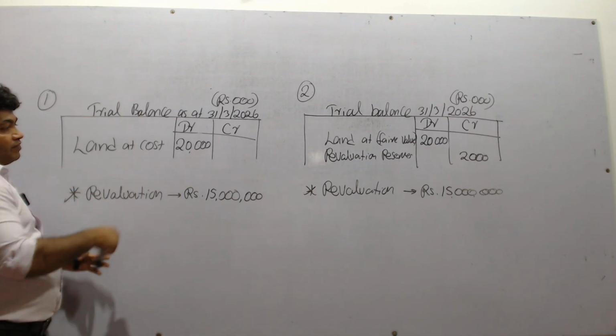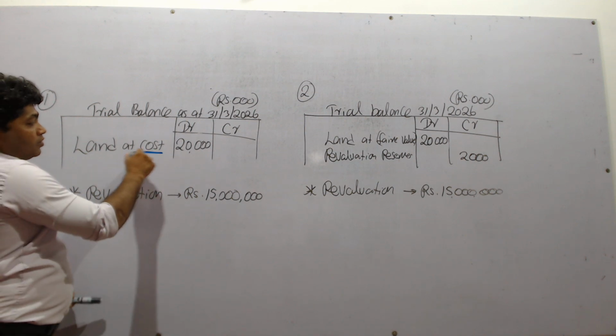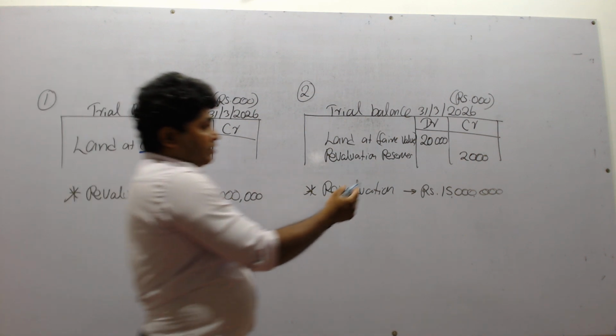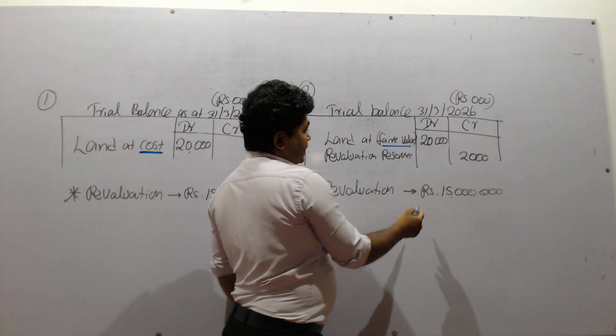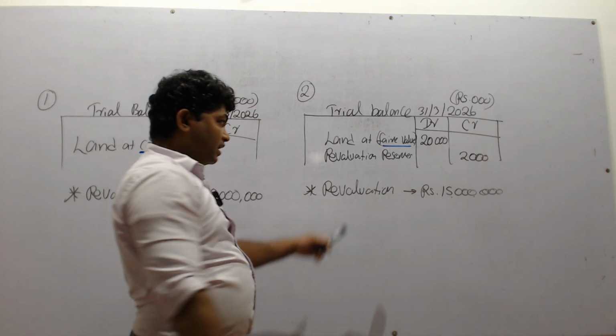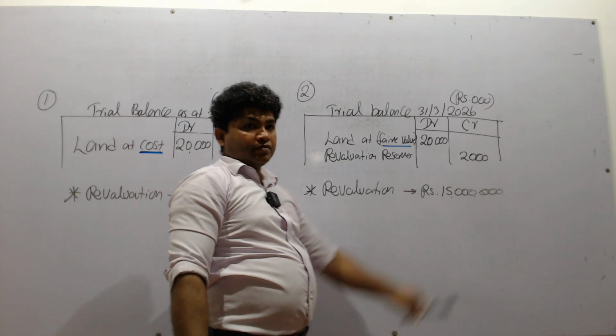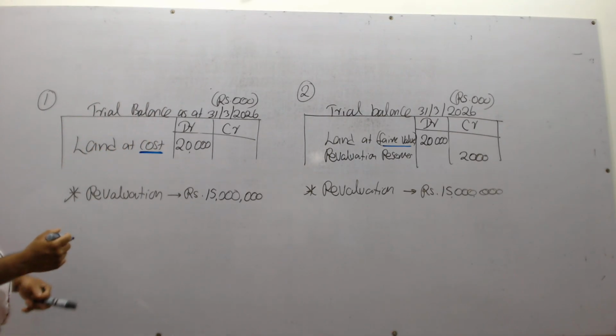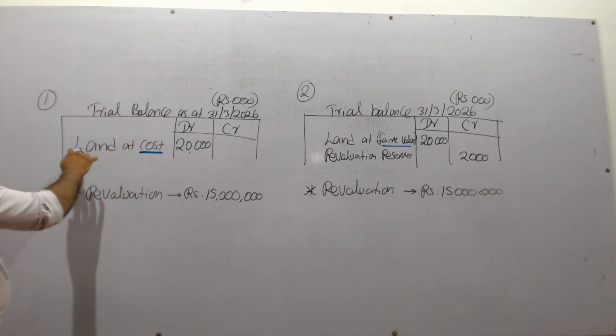Here, cost value is given, very important. Think cost value as well as revaluation amounts, but here it is given fair value. This is the revaluation amount. And the revaluation reserve account balance is also given. Therefore, you have to know how to adjust first-time revaluation as well as second-time revaluation.